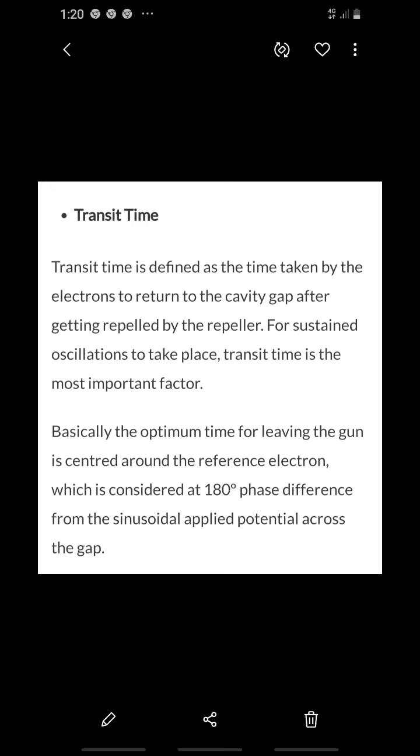And now, transit time. Transit time is defined as the time taken by the electron to return to the cavity gap after getting repelled by the repeller. For sustained oscillation to take place, transit time is the most important factor.